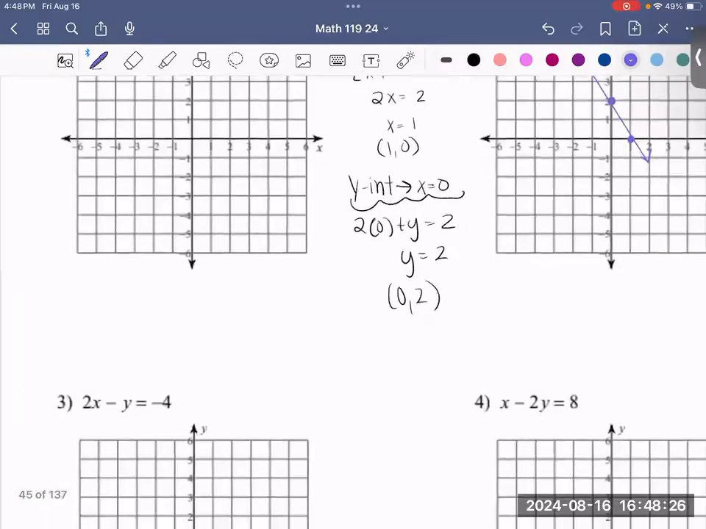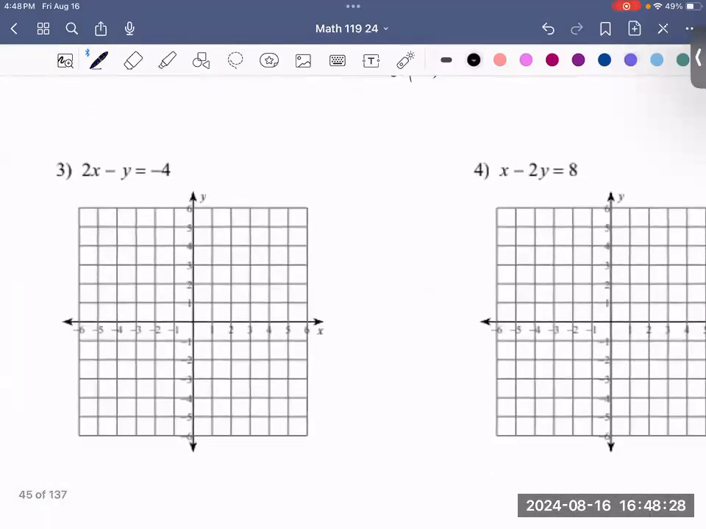Let's do it again for number 3. Again, your x-intercept, we're putting y to 0. 2x minus 0 is equal to negative 4. 2x is equal to negative 4, so x is equal to negative 2. So we can plot the point negative 2, 0.